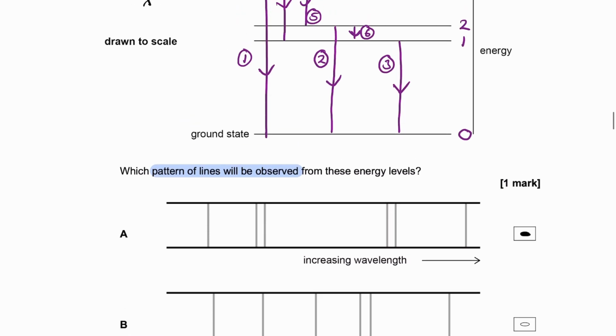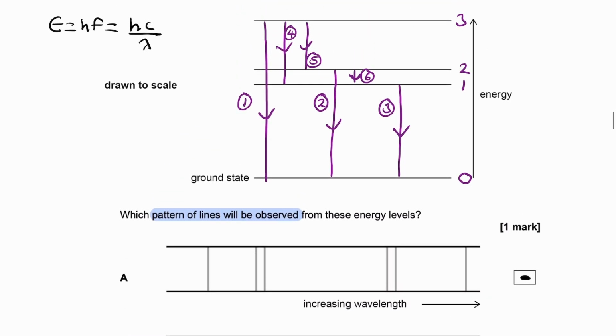And if you wanted to see how the photons exactly match up to the diagram, so higher energy means lower wavelength. The wavelength is increasing towards the right. So this is the smallest wavelength, and therefore the highest energy. This would be photon 1. This is 2, 3, 4, 5, and 6.